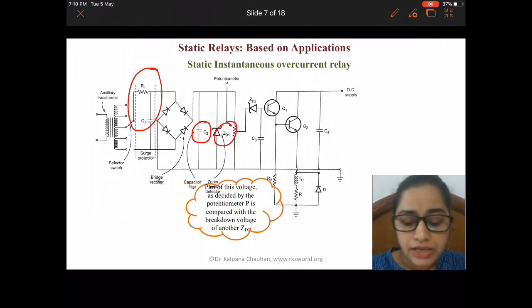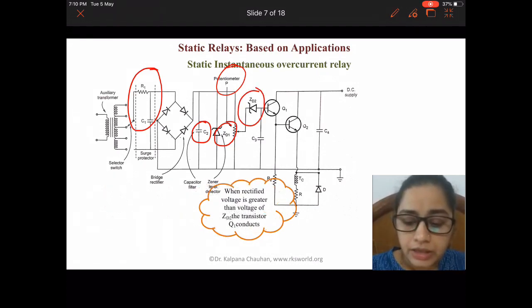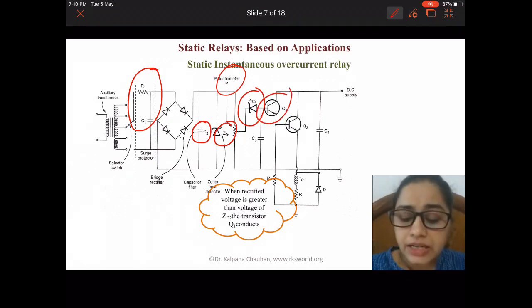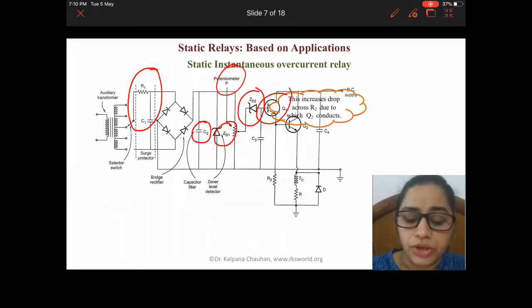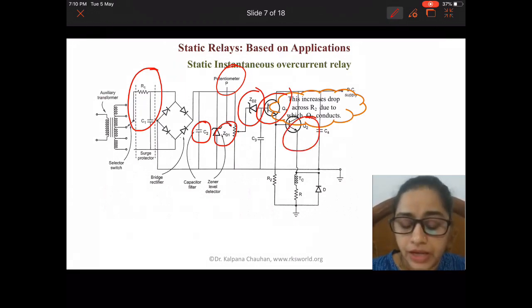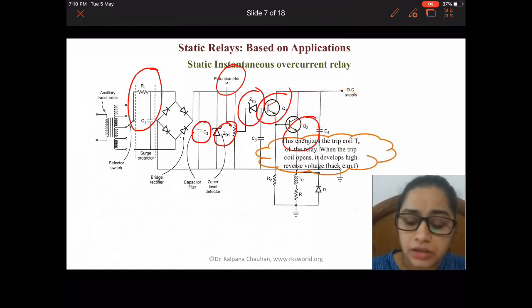Part of this voltage, as decided by the potentiometer P here, is compared with the breakdown voltage of another Zener diode ZD2. When the rectified voltage is greater than the voltage of ZD2, the transistor Q1 conducts. This increases the drop across R2, due to which another transistor Q2 conducts. This energizes the trip coil of the relay.